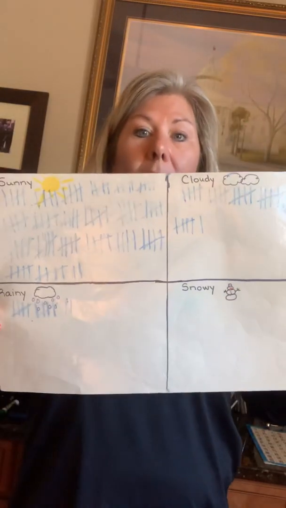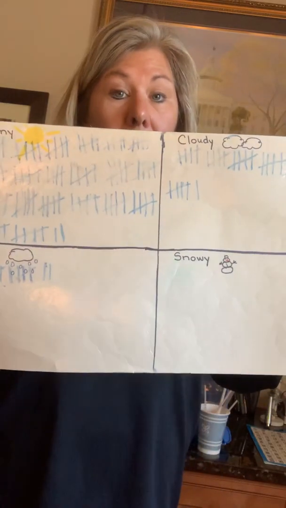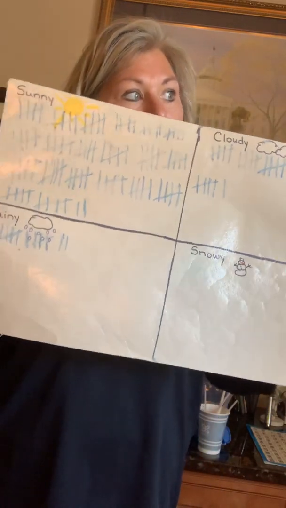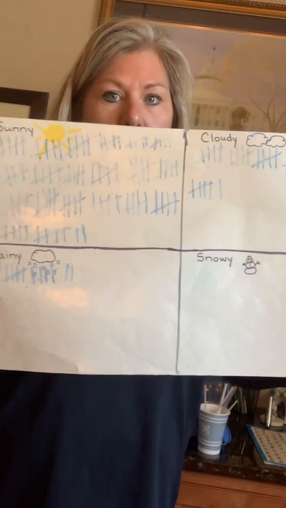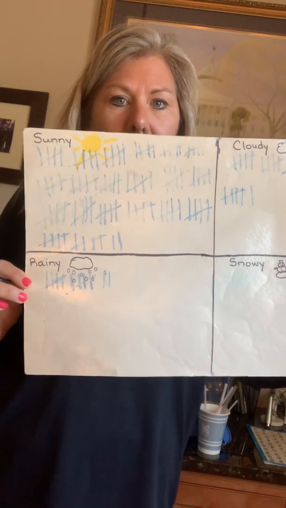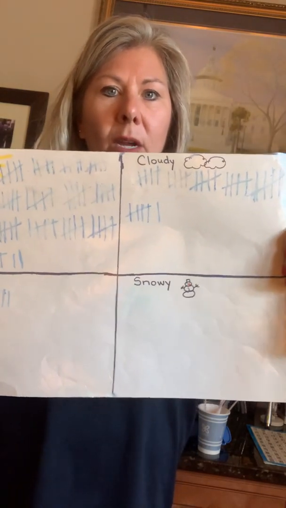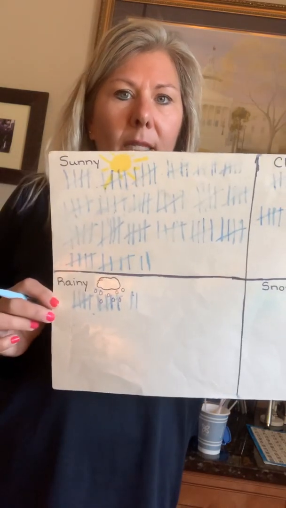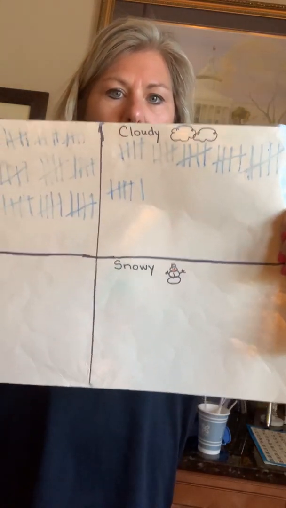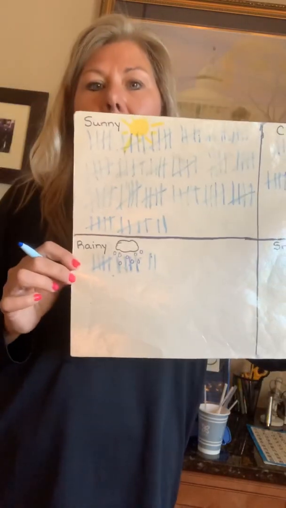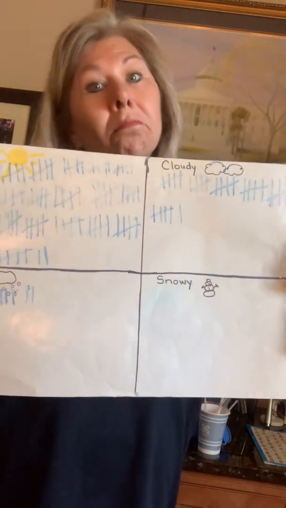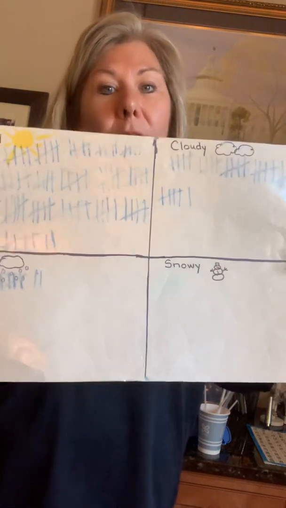Sunny is greater than snowy. We've had the greatest number of sunny days. We've had less rainy than cloudy. We've had less cloudy than sunny. We've had more cloudy than snowy and rainy combined. There's more than one thing you can say about the weather.